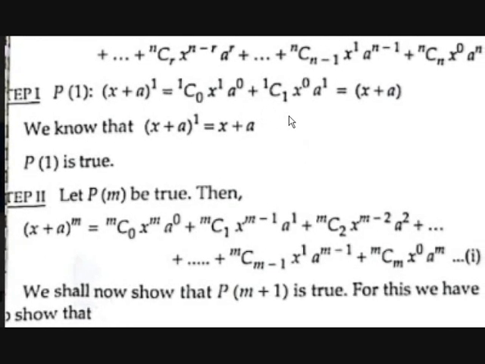nC0 is 1 and nC1 is also 1. 1 by 1 factorial into 0 factorial. Okay, another thing, 0 factorial is not 0. 0 factorial is 1. And here we have a power 0 in the first term, which means it is 1. No need to represent that.